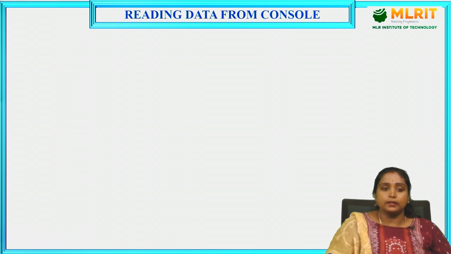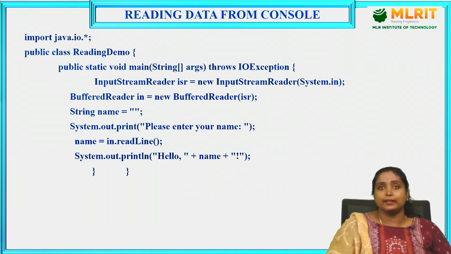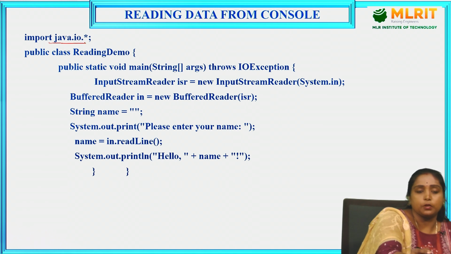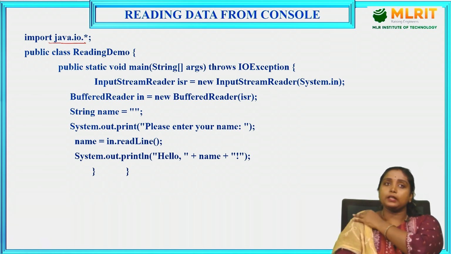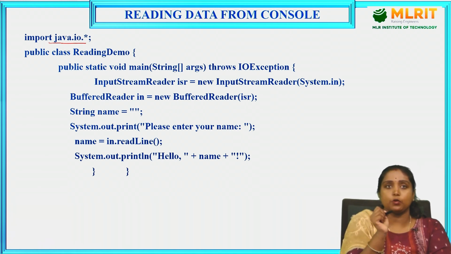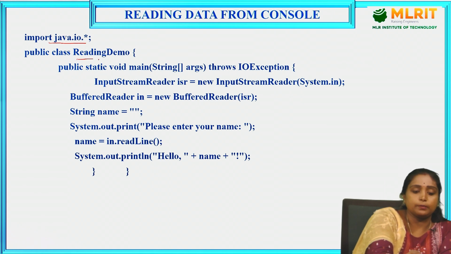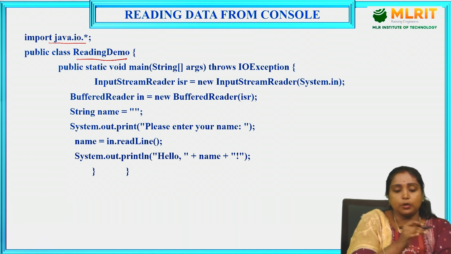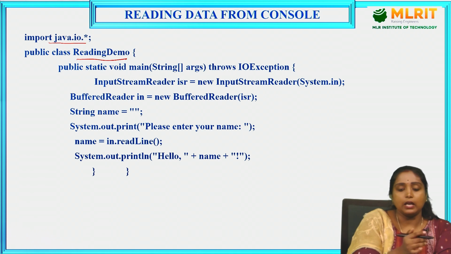So, here is an example program for reading data from the console screen. Okay, so we are using input output. We are importing java.io.*, and ReaderDemo is my program name, because we have seen this in the last class, right? It might throw an IOException.